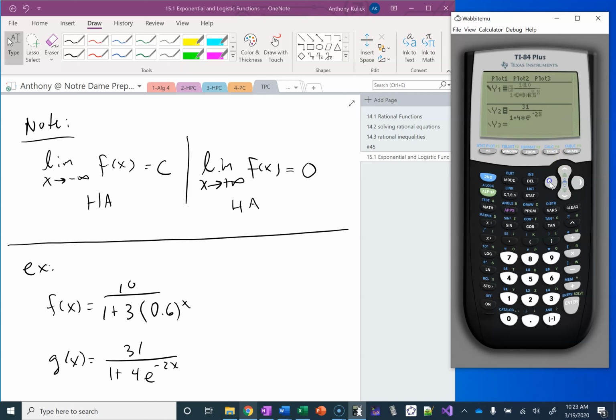Oops, if I remember to turn it on. So if I press enter on the equal sign, I can turn that function on or off from graphing. Okay, so there's the other one coming in. You know, not nearly as steep in the middle there, right? So those are what the graphs of these logistic functions look like.